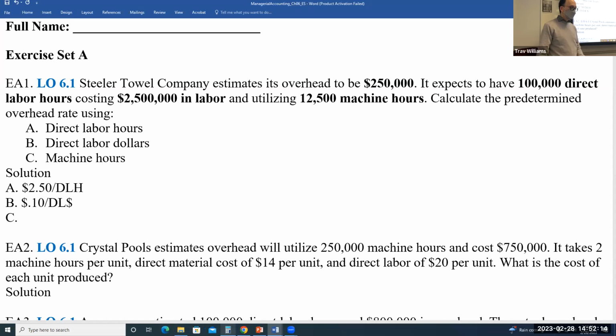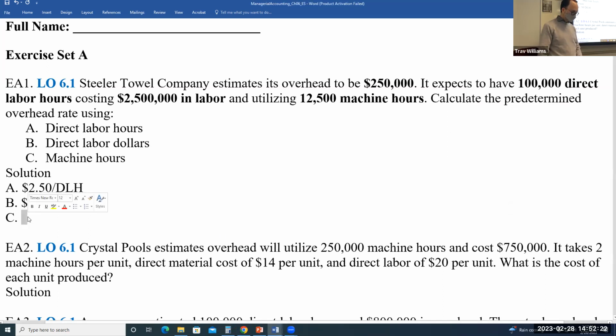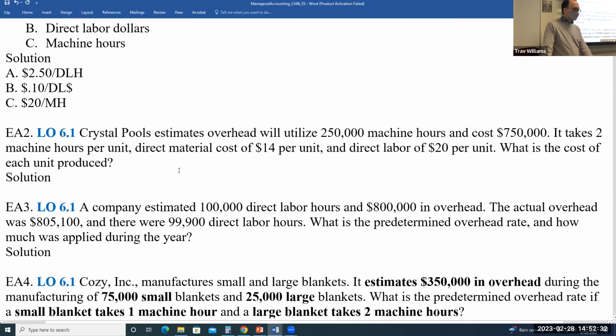And then we can do the same thing for machine hours. Take the overhead, divided by the machine hours. We get $20, right, Zay? Okay, $20 per machine hour. Not so bad, right?